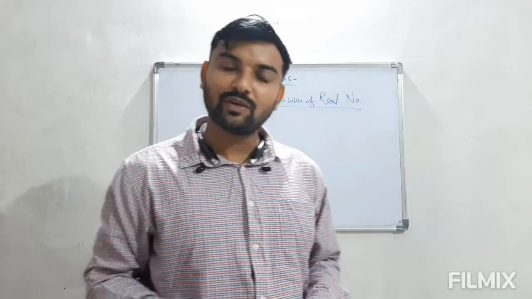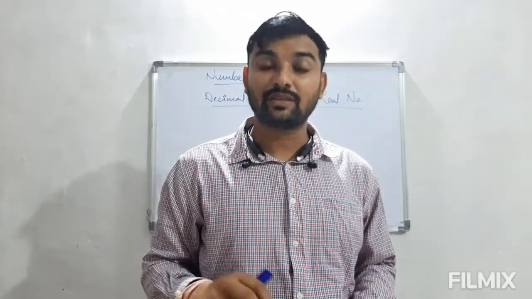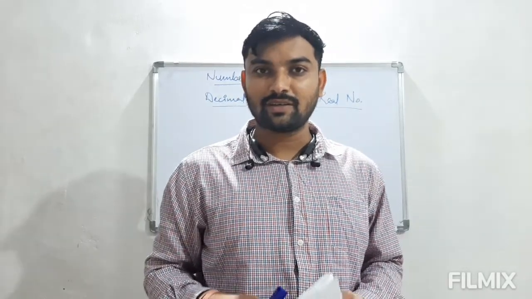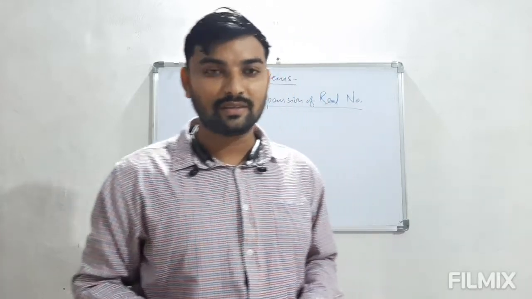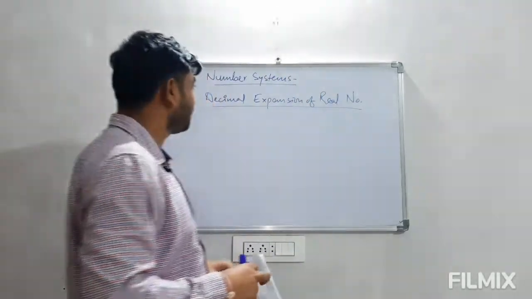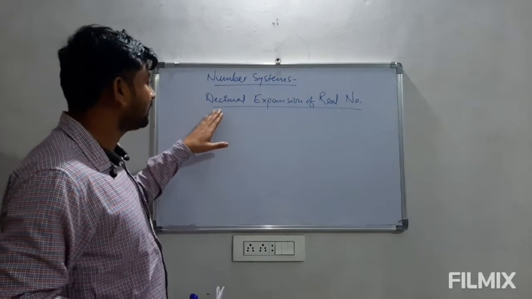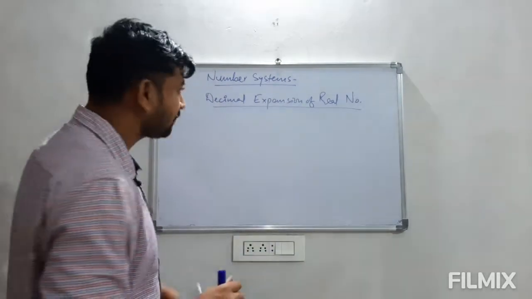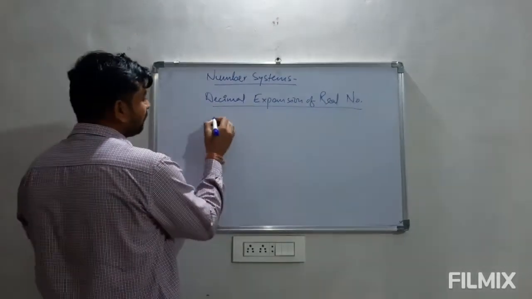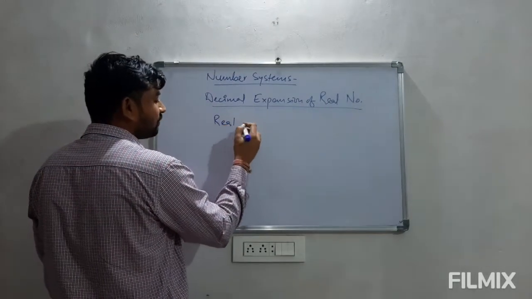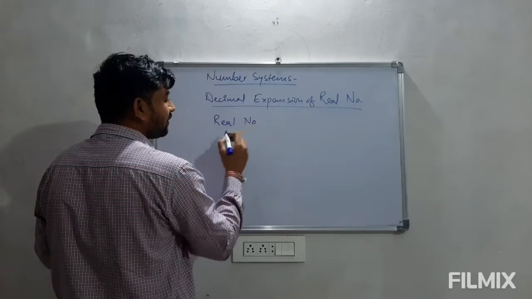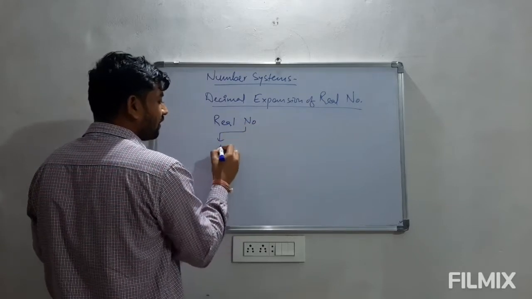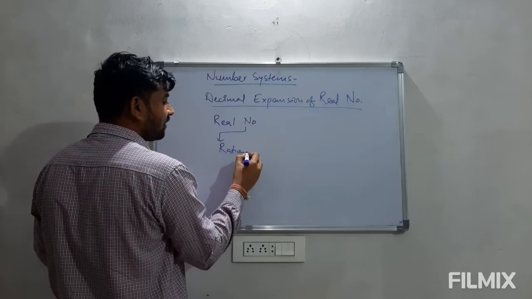In my last video, I discussed rational numbers and irrational numbers. As a whole, we can call them real numbers. Today, we'll be moving forward. In today's video, I'll be covering a very important topic, that is decimal expansion of real numbers in this number system chapter. So as you know, we discussed in the last video, real numbers can be classified as rational and irrational numbers.